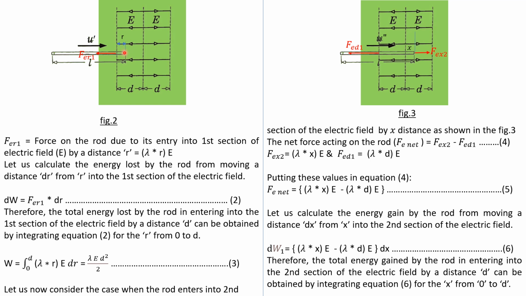And because of this charge on the rod, the force due to the E field will be working in this direction, opposite to the direction of motion of the rod. That has been shown here as F_E R1. So what will be this force? This force will be the charge on the r section of the rod, that is lambda into r, into the magnitude of the E field, and the force is in this direction.